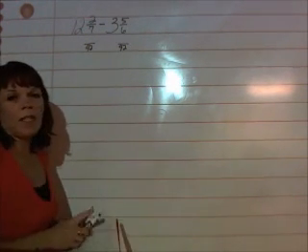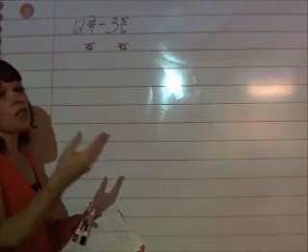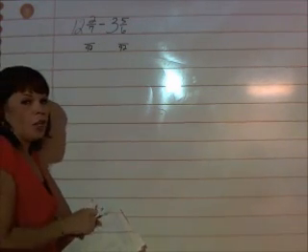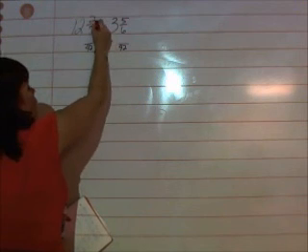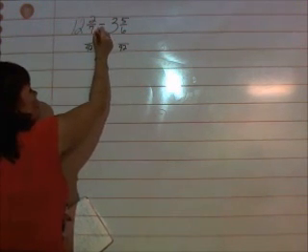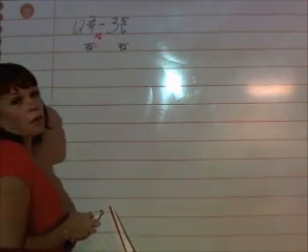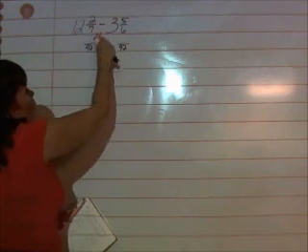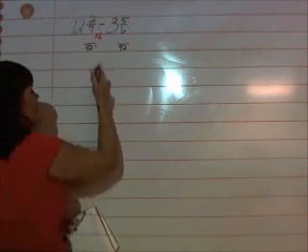So there's my common denominator. Now remember, if you change your denominator, you must change your numerator. So 7 times 6 gave me 42. So 2 times 6 is going to be 12.